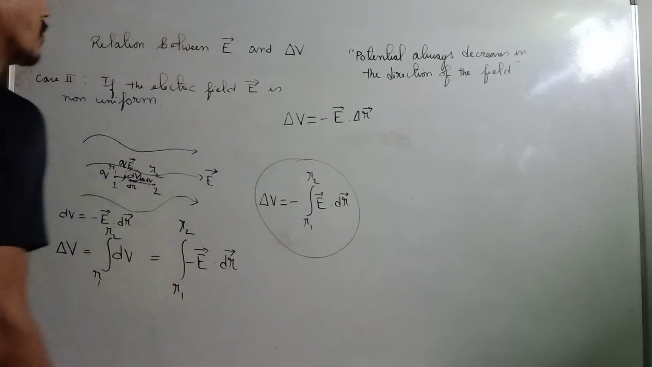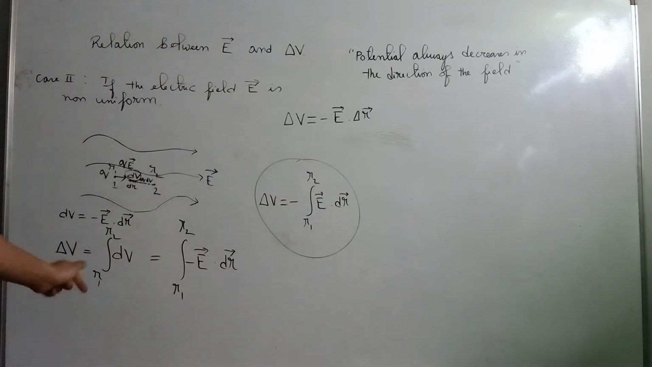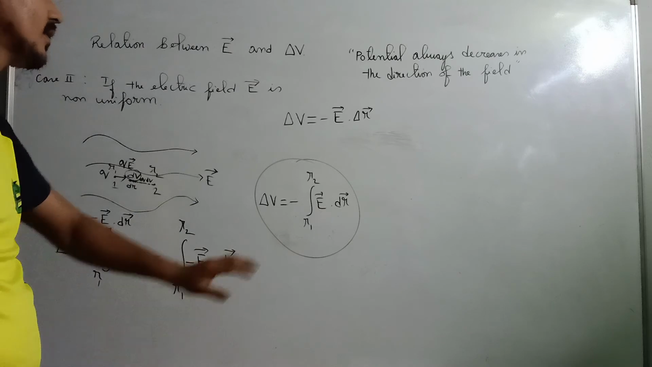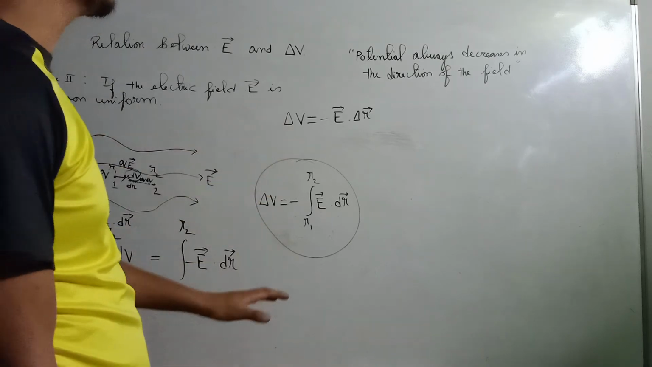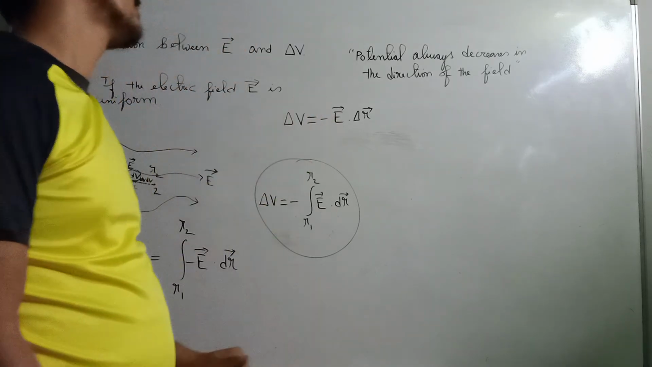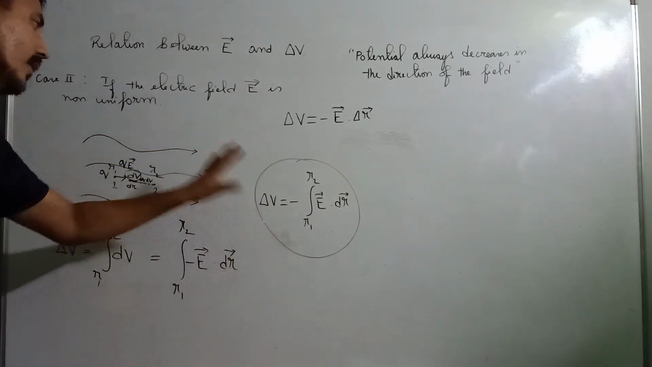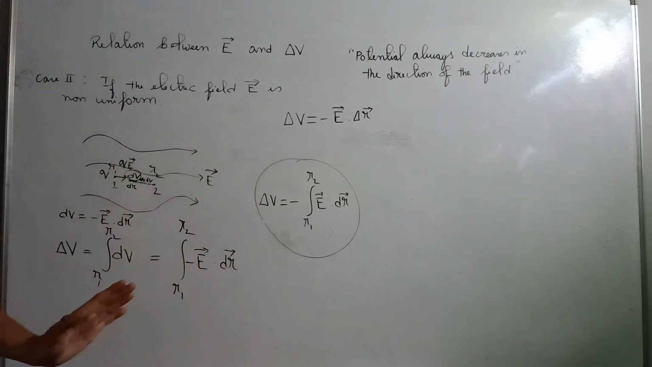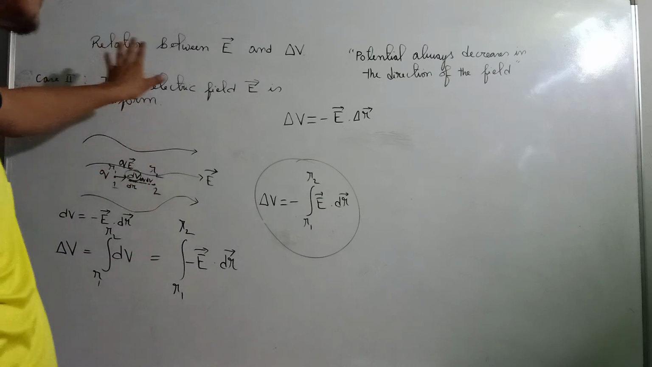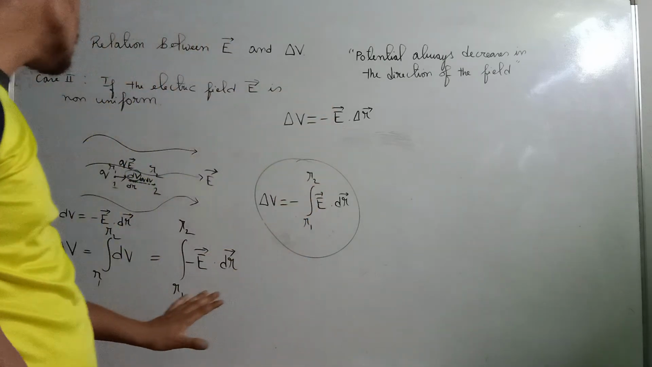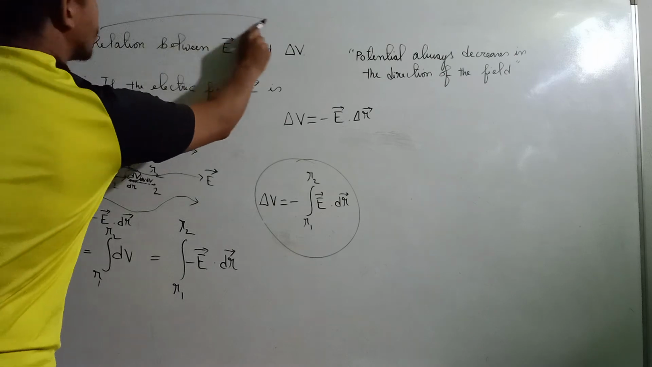This relation is always true. Okay? The earlier relation is true only when the field is uniform. If it is non-uniform, that is not true. But this one is always true, for whatever kind of electric field it is. So these are the two required expressions, the relations between E and dV.